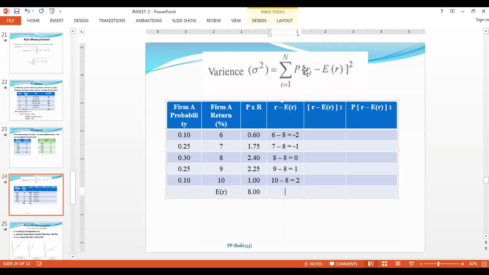What did I find out? Can you see this particular box within this particular box? So we have just calculated that. Now what we have to do? We will have to square it, because there is a square here, right? So what is the square of minus 2? 4. Square of minus 1 is 1. Square of 0 is 0. Then 1 and 4.